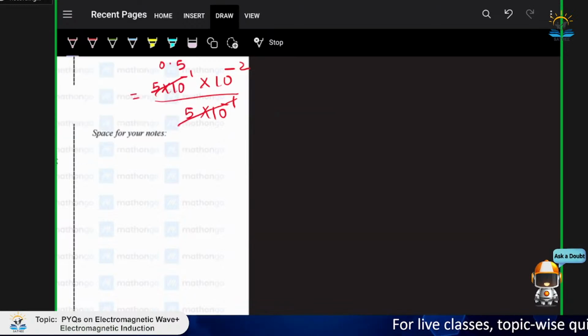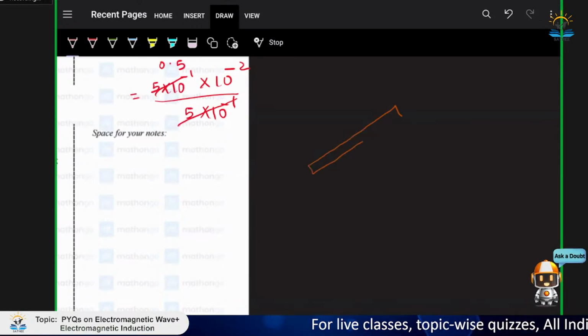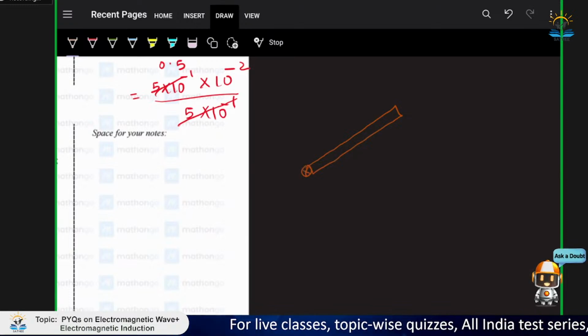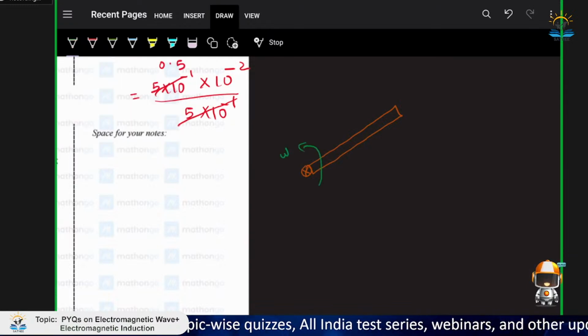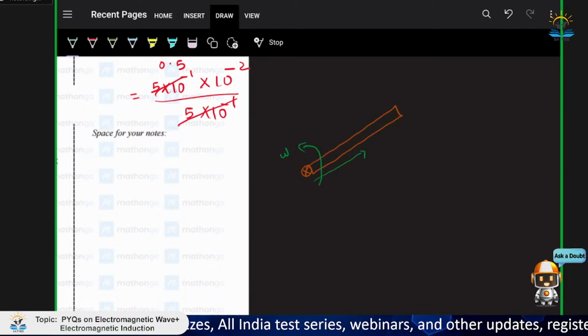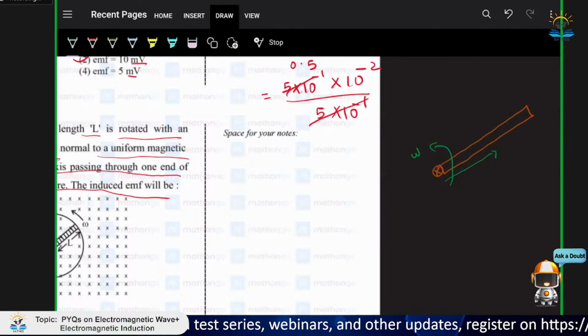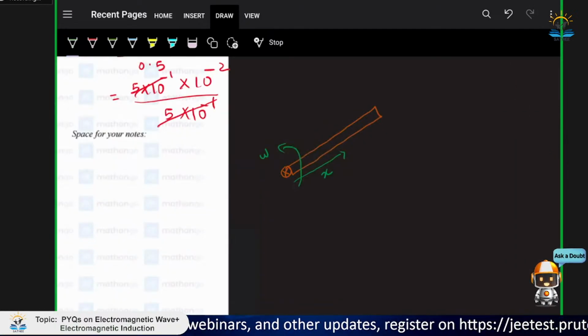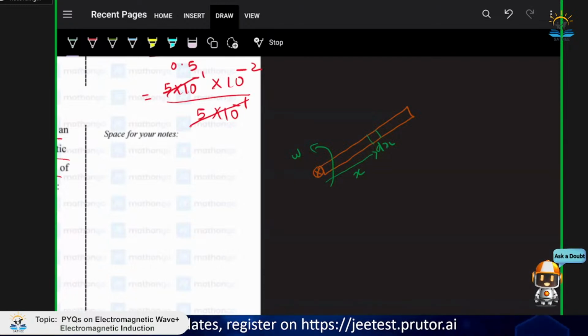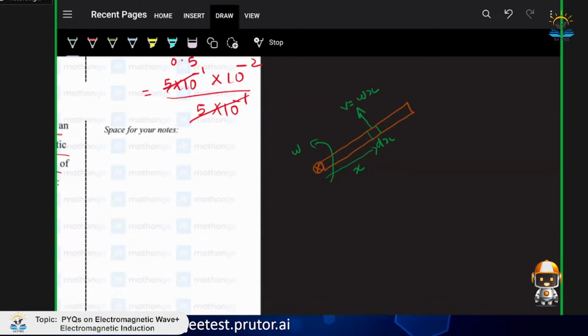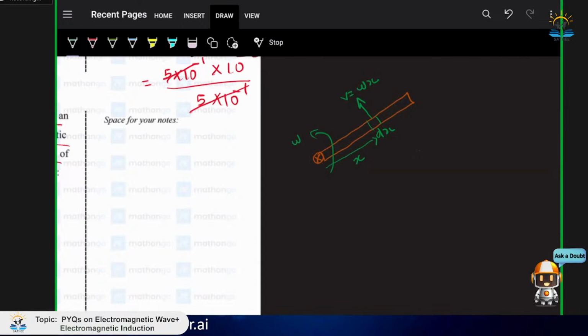We have a rod which is rotating in a perpendicular magnetic field with angular velocity omega. At a distance x from the axis, let me take a small portion of length dx. For this portion, the velocity will be v equal to r omega, that is omega x. For that portion, the induced EMF dE will be B L V, that is B omega x dx.